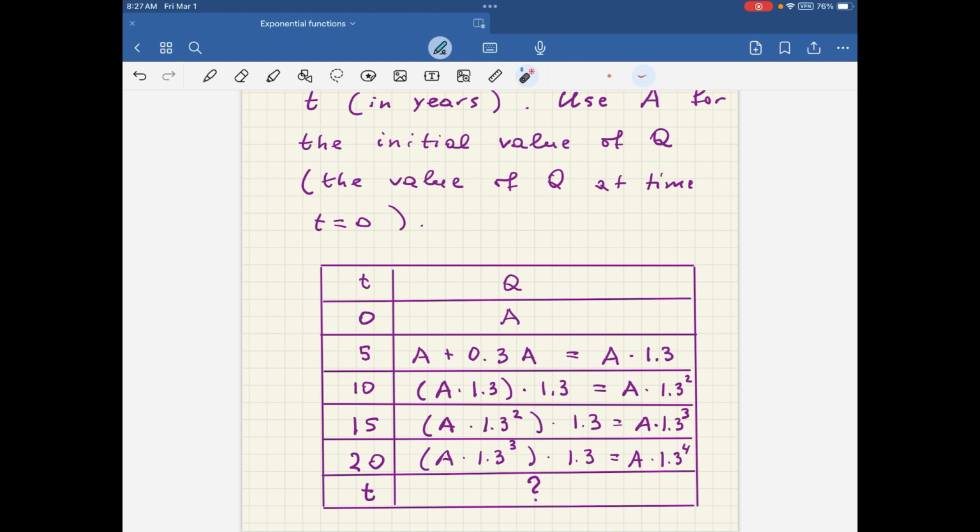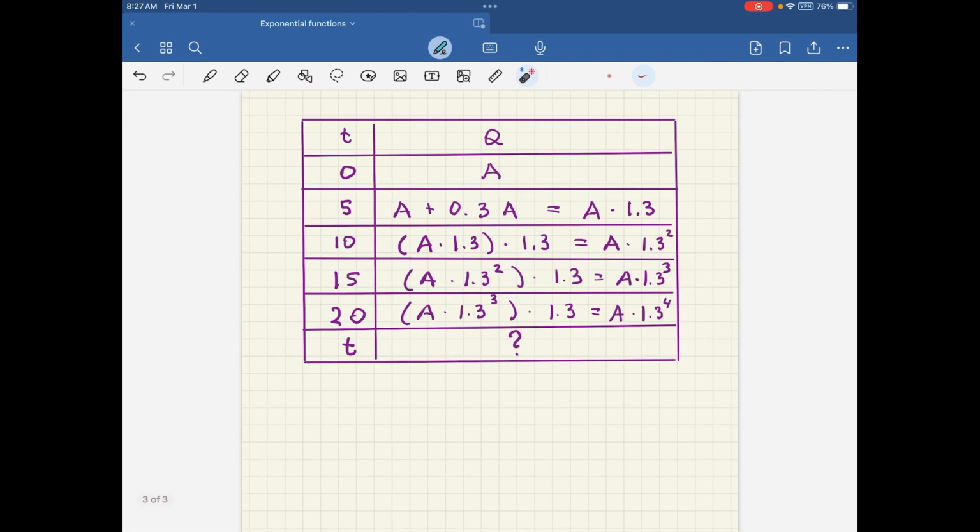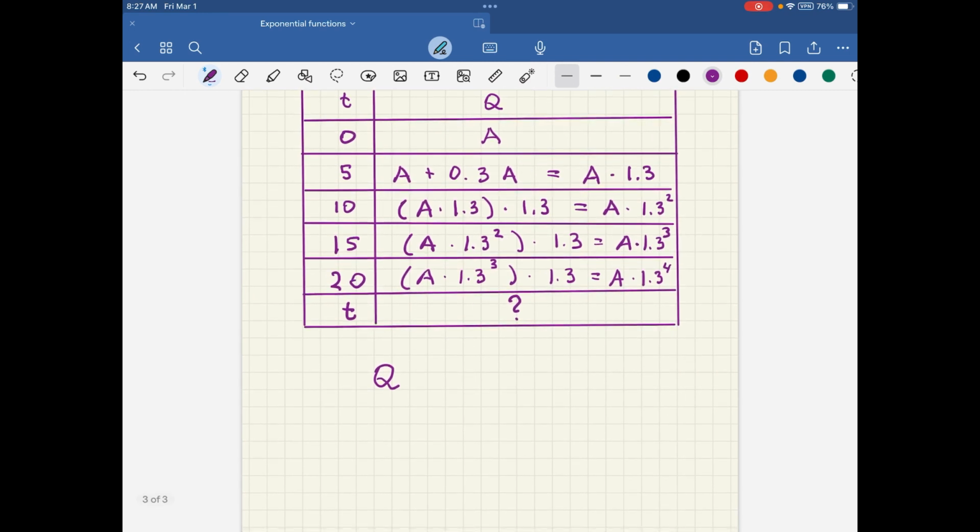Our goal is to come up with a formula that would give us the Q value for any value of t. So we need to find a formula that we could use here in place of this question mark. One thing that we can see from this table is that the Q value is always A multiplied by a power of 1.3. Okay, so now we can write that our formula will be something like this.